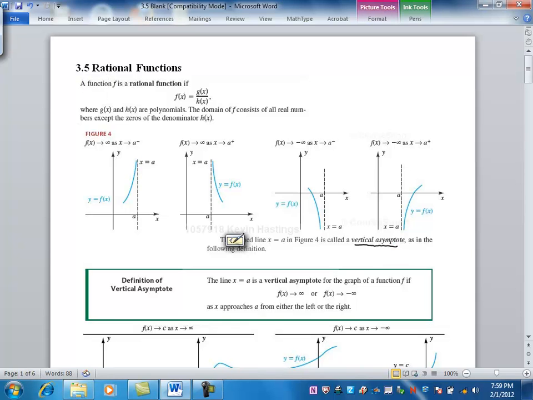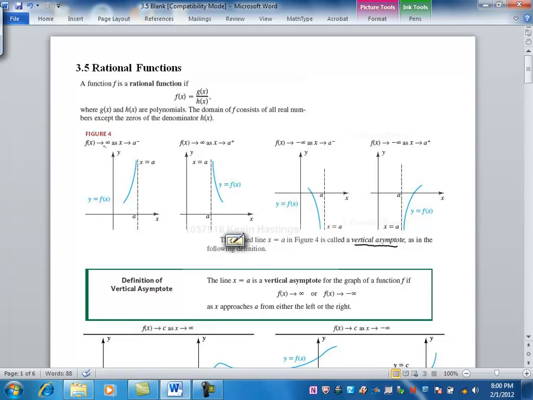Now, what is a vertical asymptote? Well, when a vertical asymptote pops up in a graph, we know a couple things are happening. We know that the y value is either going to positive infinity as it is in the two graphs here on the left, or it's going to negative infinity as it is in the two graphs on the right. You'll notice that we have some notation here that we've talked a little bit about already this semester.